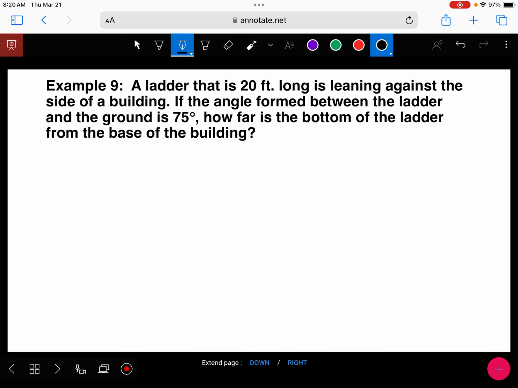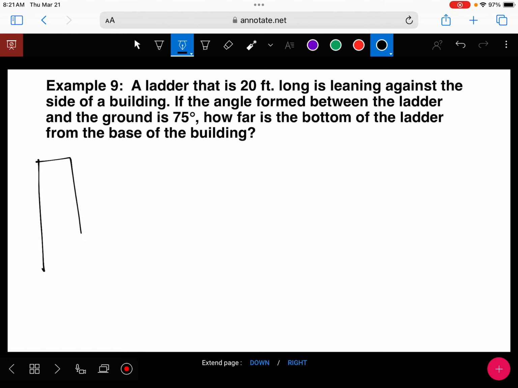All right, let's look at example 9. I know my numbering is off because in your packet the example numbers are wrong, so I had to fix it. So look for this question. It says example 9, a ladder that is 20 feet long is leaning against the side of a building. If the angle formed between the ladder and the ground is 75 degrees, how far is the bottom of the ladder from the base of the building?